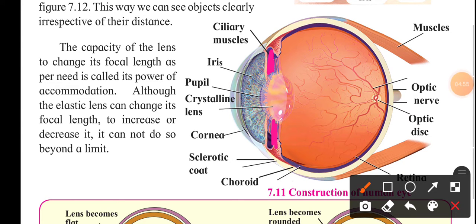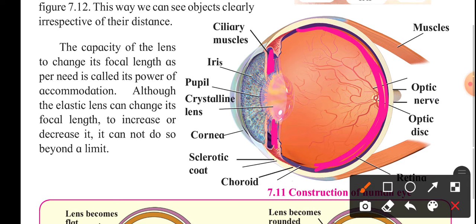This eye lens is getting adjusted, and the amount of light which is entering into the human eye through the pupil falls on this particular lens and forms the image on the back of the eye inside the eyeball. This is the retina we have. On this retina, the image formation is taking place.